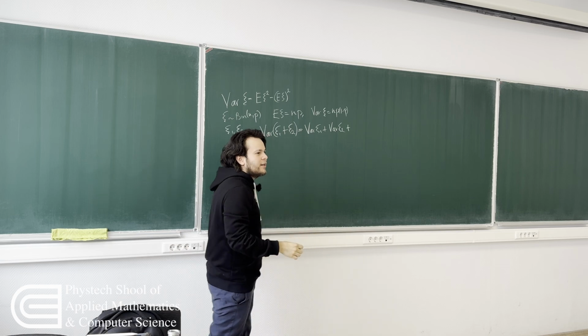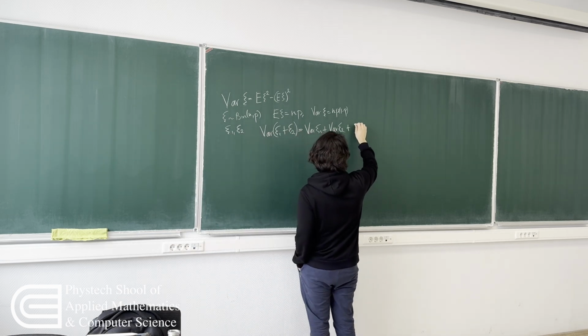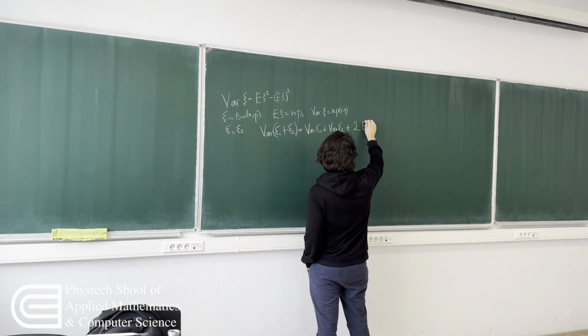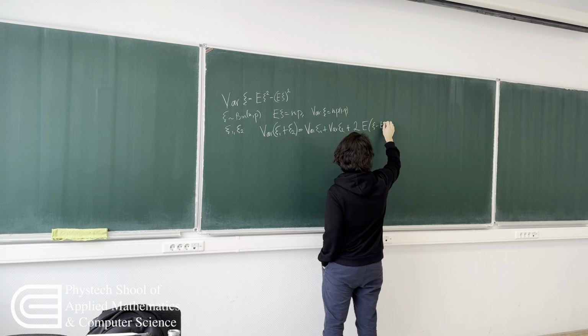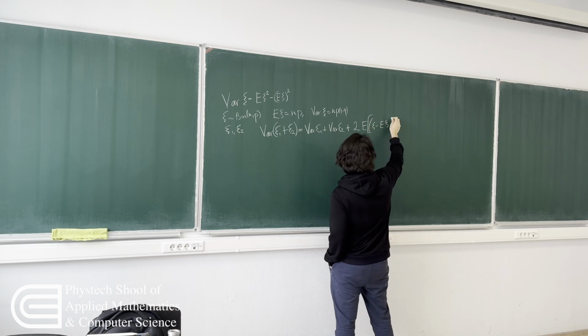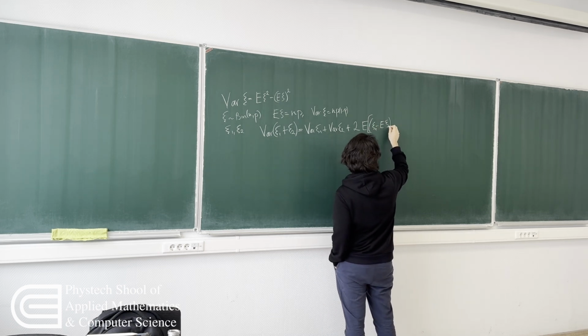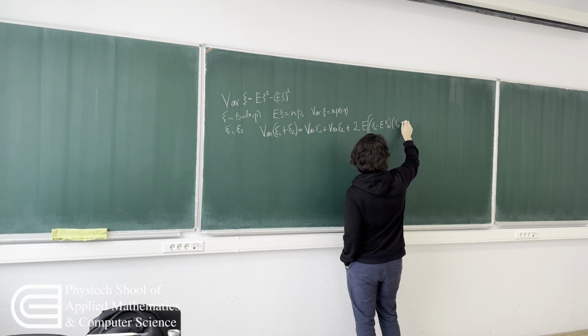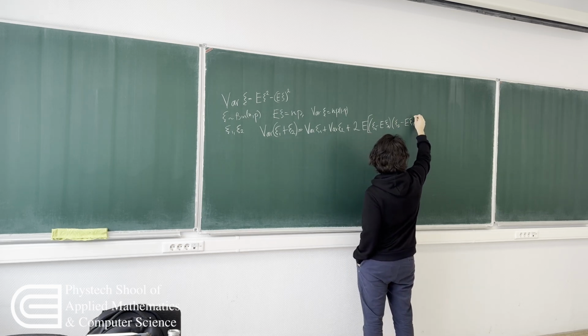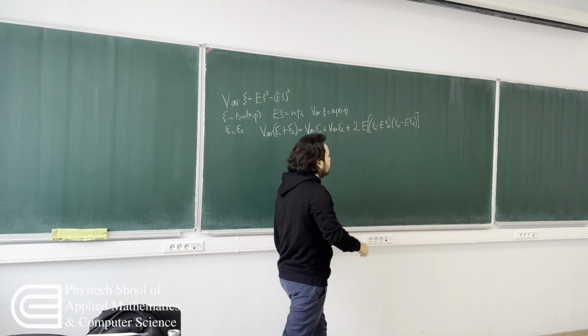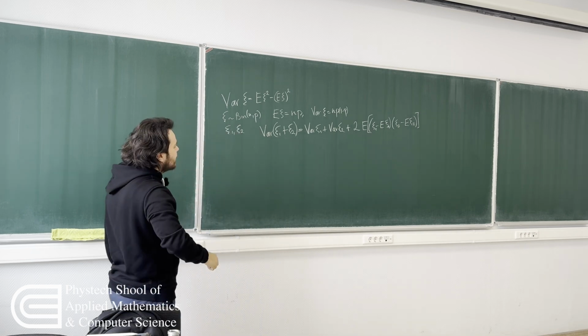Plus something else, right? And that something else was the following. So 2 times the expected value of xi1 minus the expected value of xi1, and xi2 minus the expected value of xi2. Okay? So the first thing is the following.